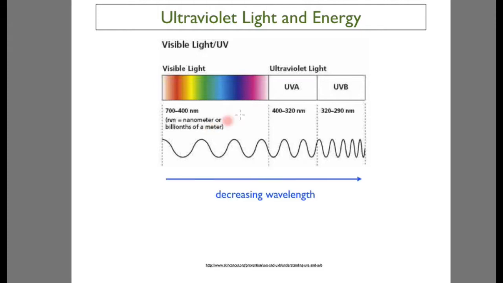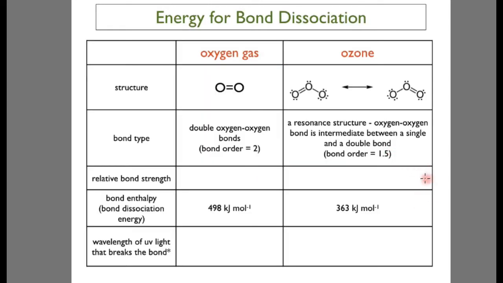As you can see, the wavelength decreases as we go from UVA to UVB, and so the energy increases as you go from UVA to UVB. The relative bond strength, as we discussed earlier: oxygen gas has a stronger bond than this intermediate bond in the ozone, which is somewhere between a single and double bond.